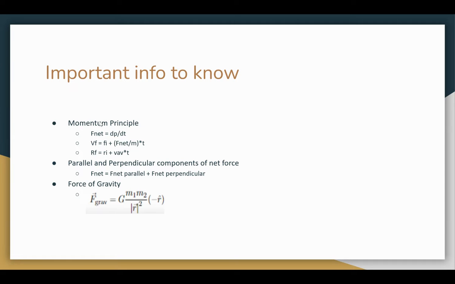Some important info to know is the momentum principle, from which we can derive that the net force is equal to change of momentum over change in time. The final velocity is equal to initial velocity plus net force divided by mass times the change in time, and also the final position is equal to initial position plus the average velocity times change in time. We also need to know that the net force is equal to the parallel component plus the perpendicular component of the net force, and that the force of gravity is equal to the gravitational constant times the mass of the first object times the mass of the second object divided by the magnitude of the position vector squared times the unit vector of the position vector.